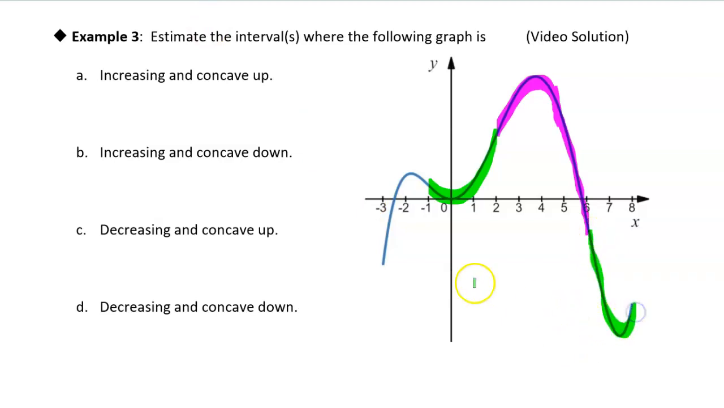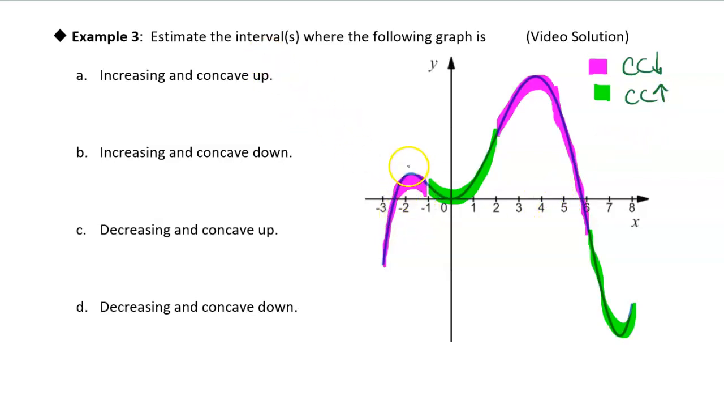So I'm just marking the concavity. And then here it's concave down too. So this could have started here. I can make a little key even. Pink is concave down and green is concave up. All right, so now we have the concavity marked.